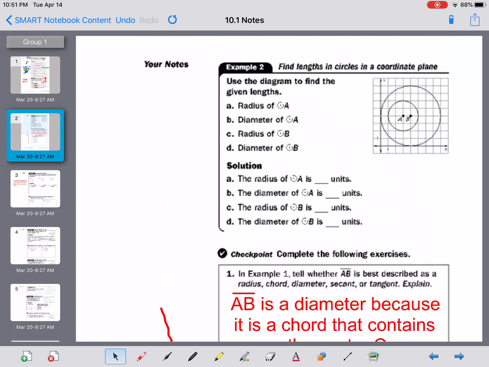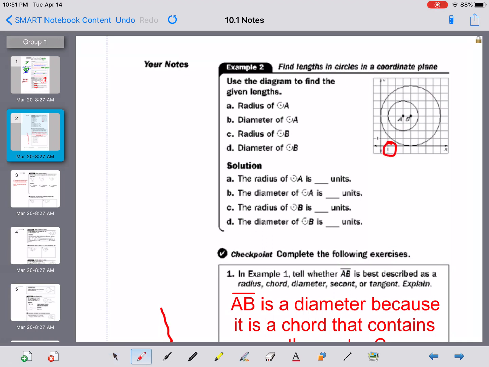All right, on page 2, notice we have a coordinate plane here, and we have some circles on our coordinate plane. And one thing I want to make sure you stress here is always check the scale. It looks like the scale here is 1. So since my scale is 1, each of these lines are exactly equal to 1.